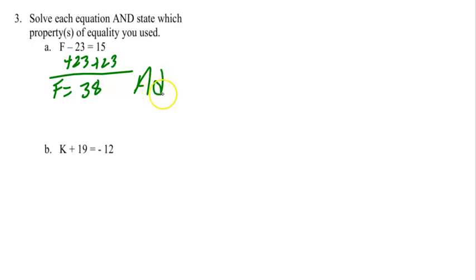Next, solve each equation and state whether the property or properties of equality are used. So here I need to get f by itself, so the opposite of subtracting 23 is adding 23. So I'm going to do that on both sides. And here I have f equaling 38. So this one I used the addition property of equality.